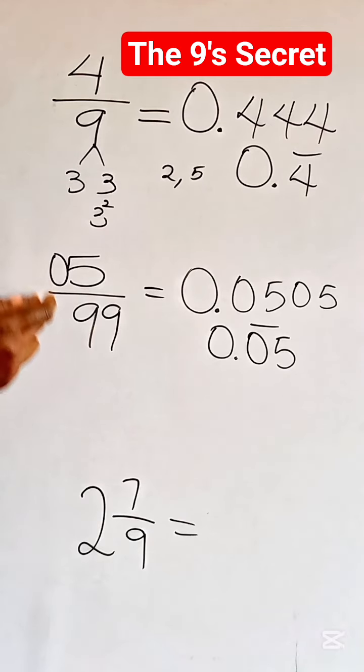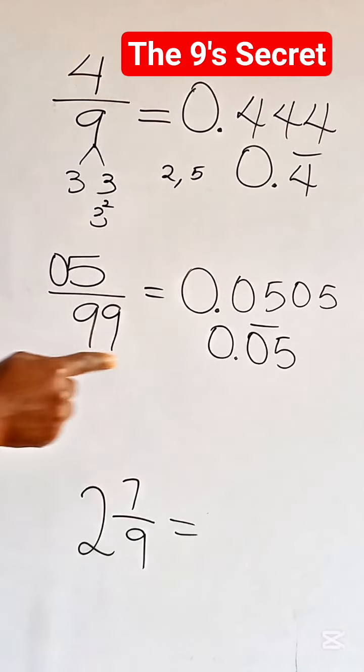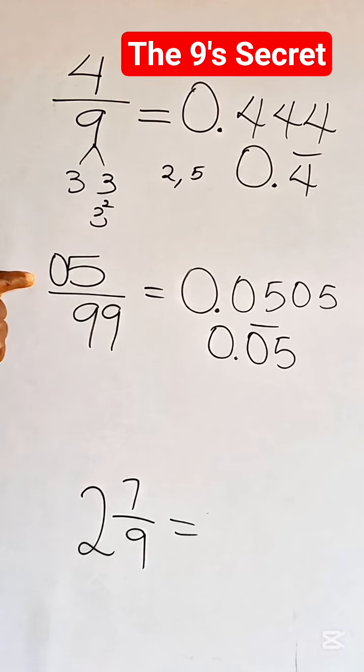Now, even if the numerator is a single digit and the denominator is 3 digits, all you need to do is to make the numerator become 3 digits by just adding leading zeros before the number.